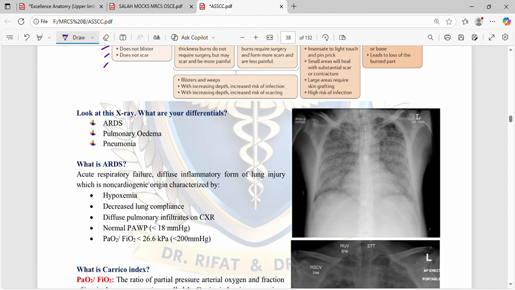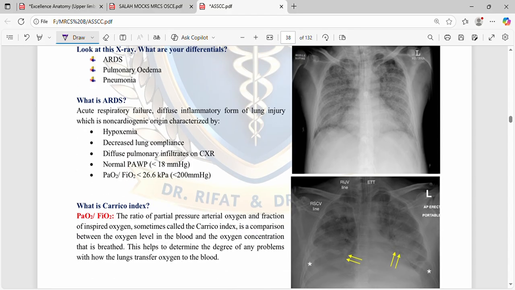Look at the X-ray. What are your differentials? It's ARDS, pulmonary edema, or pneumonia. What is ARDS? Acute respiratory failure, a diffuse inflammatory form of lung injury. We can discuss this in another video.